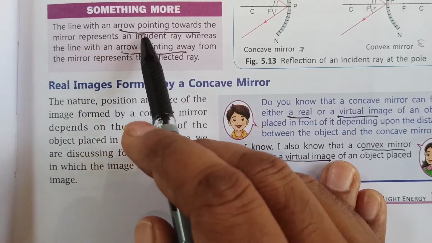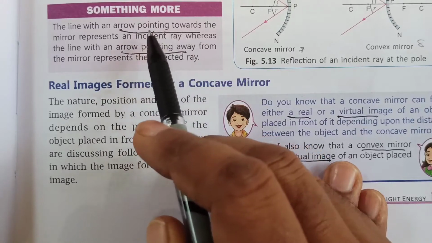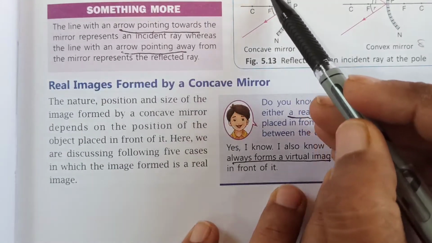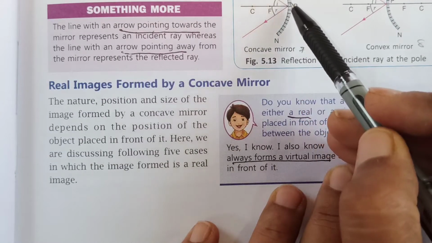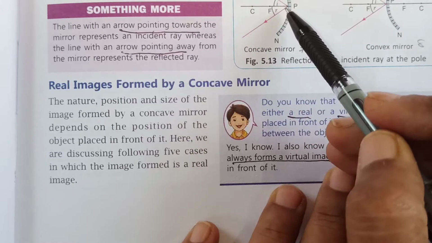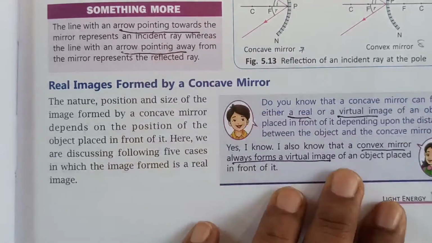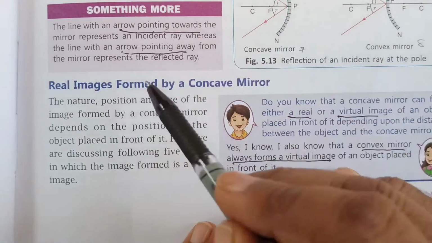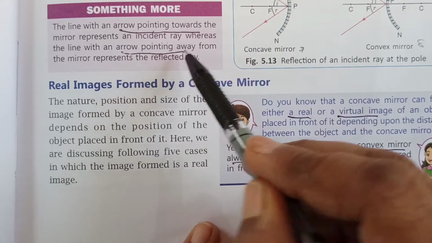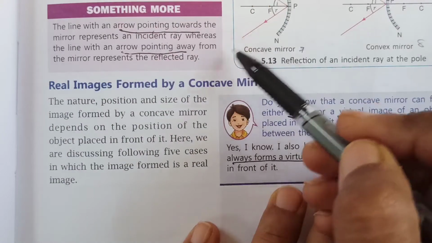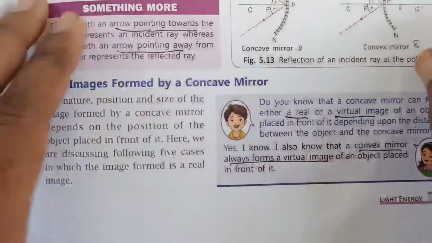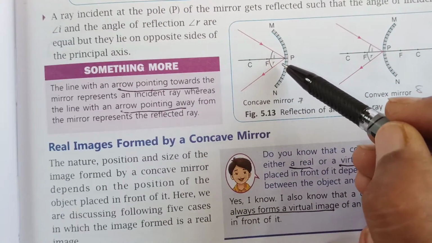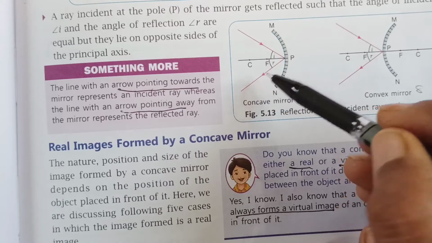A line with an arrow pointing towards the mirror, towards the reflecting side of the mirror, is the incident ray. And a line with an arrow pointing away from the mirror is the reflected ray.